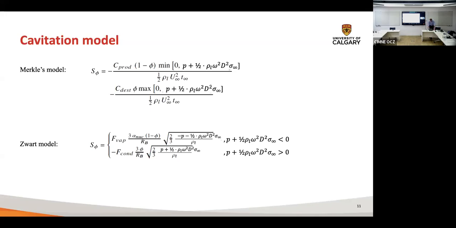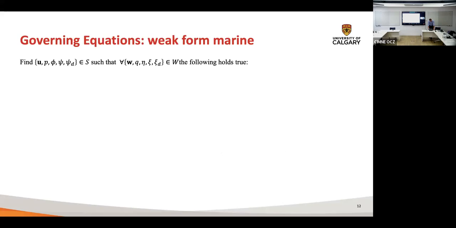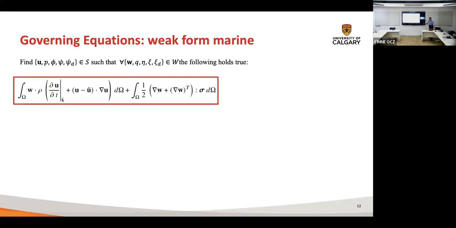There was also a recent work from Hector Gomez, who showed the application of the phase field for cavitation. Now the next step is you take your strong form and you derive the weak formulation out of that, using your favorite method of weighted residual, and you get the following expression. So that's your Galerkin form.